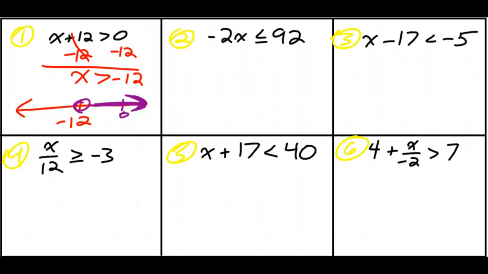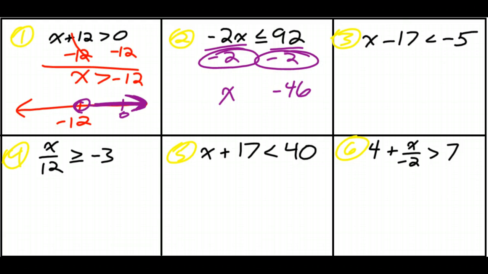For number 2, we need to divide both sides by -2. -2x divided by -2 is just x. 92 divided by -2 is -46. But because this -2 is negative, we need to turn that sign around. X is greater than or equal to -46. -46 is our key number. We're going to have a closed circle because it has the equal to, and where x is greater than -46, or on the same side as 0, that's the side we're going to shade in.